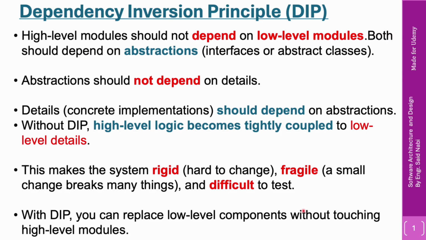We need to incorporate this principle as well if we want to make our system more scalable and more maintainable. Now let's take an example of how the dependency inversion principle can be violated, and then how we can solve that problem by following the dependency inversion principle in our code.